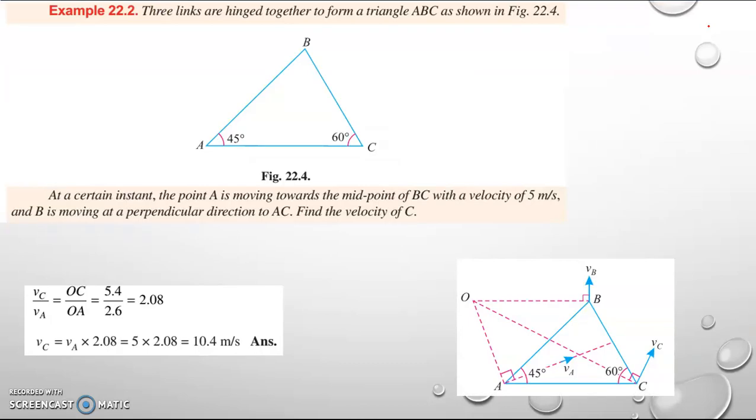Here are 3 links hinged together to form a triangle ABC as shown in the figure. At a certain instant, the point A is moving towards the midpoint of BC, in this direction, with a velocity of 5 meters per second. Its velocity is given. Okay, and point B is moving in a direction perpendicular to AC. So the direction of B is given in the downward direction, perpendicular to AC. Find the velocity of C.